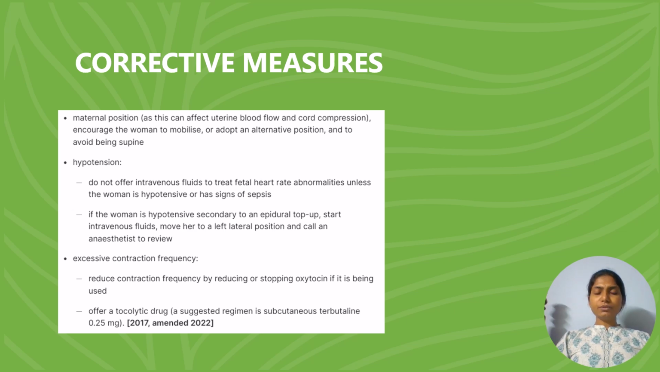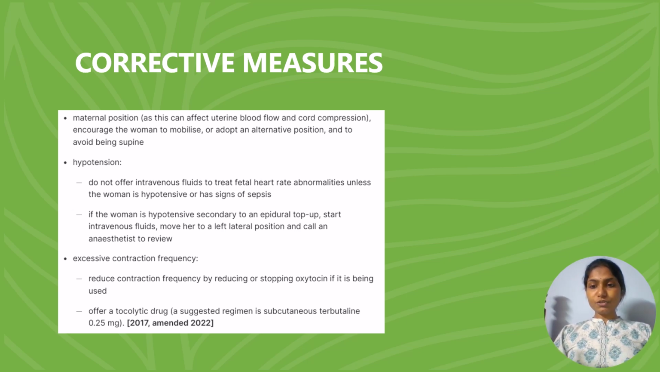So what should we do when we encounter this suspicious CTG or pathological CTG? The first thing is to reassess the risk. Is there any presence of meconium, any prolonged labor, any cord compression, or any cord prolapse? So we have to reassess the situation in the intrapartum period. After reassessment, we can do some corrective measures.